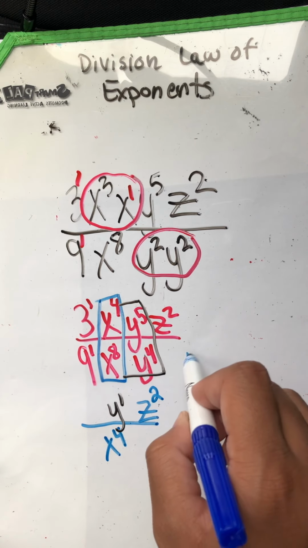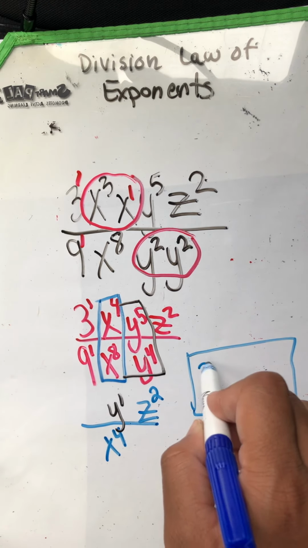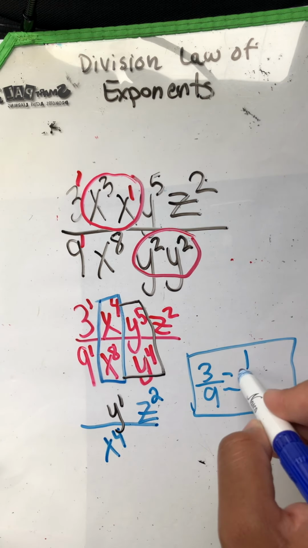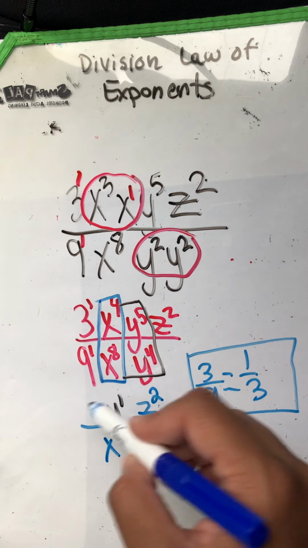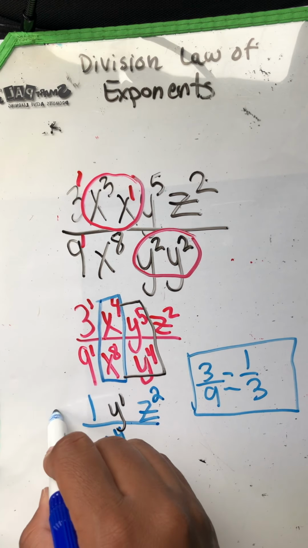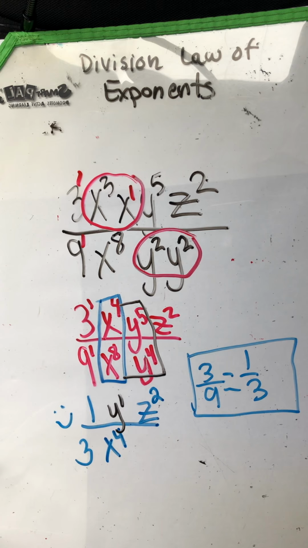Do your recall box. 3 over 9. Let's reduce this. 3/9 has always been 1/3. 1 is on the top of your fraction. 3 is on the bottom of your fraction. This is a good answer.